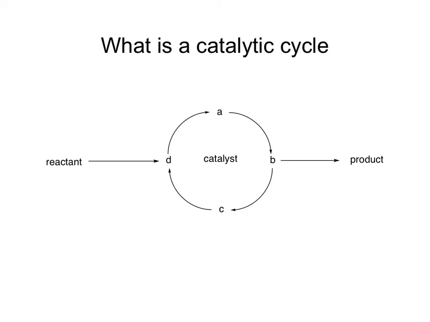Before we go any further, let's talk about what a catalytic cycle is. So we start with a reactant. We want to convert it into a product. And how do we do that? We use a catalyst. And the catalyst reacts with the reactant to form complex D. D turns into A turns into B. B may go off to form product. B then turns into C, which then undergoes some additional chemistry to form D. So this keeps cycling around and around, and the catalyst does regenerate itself.